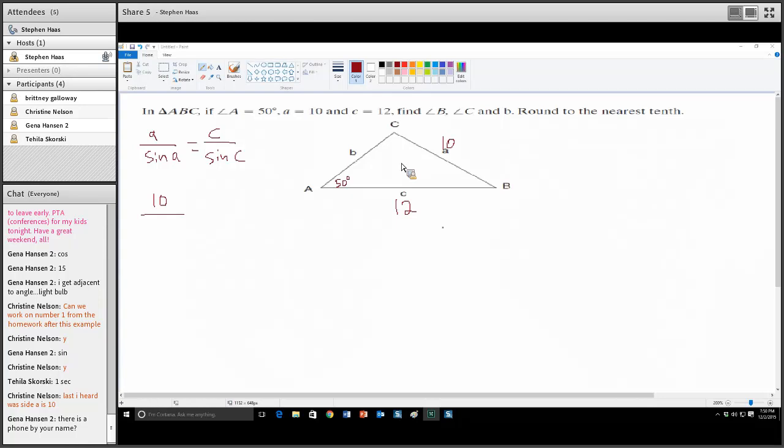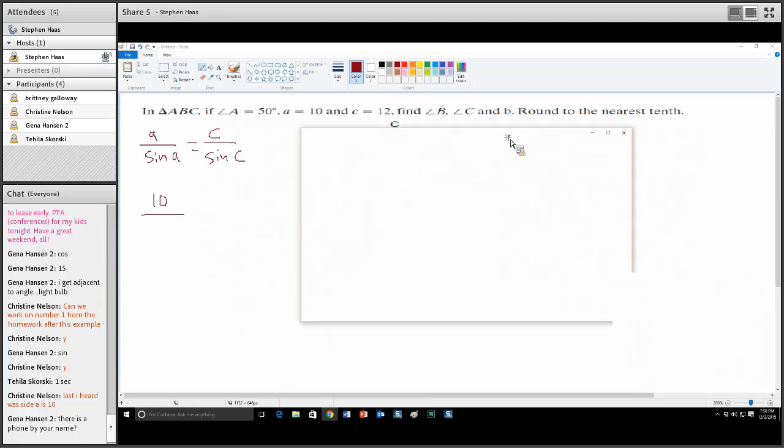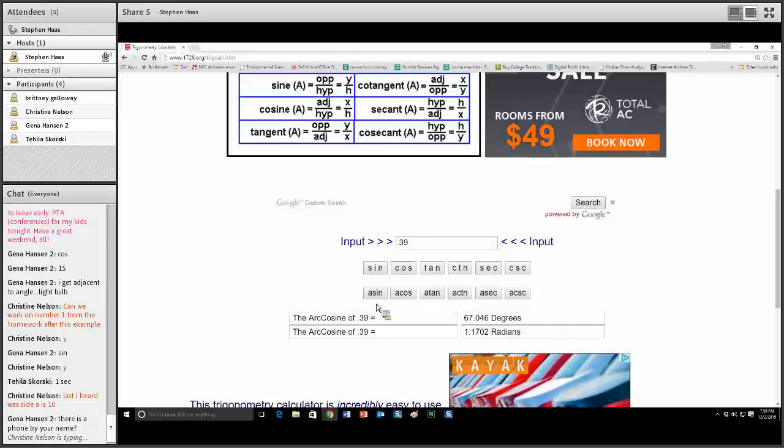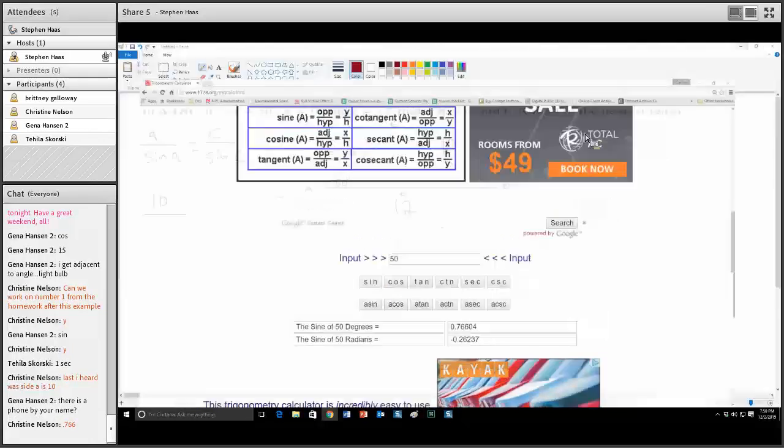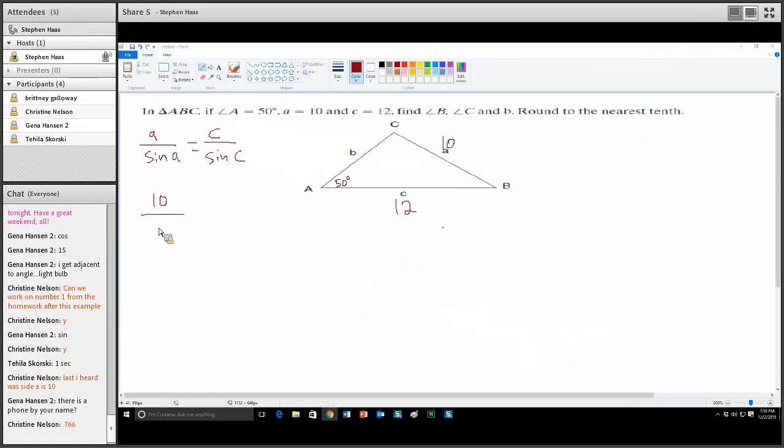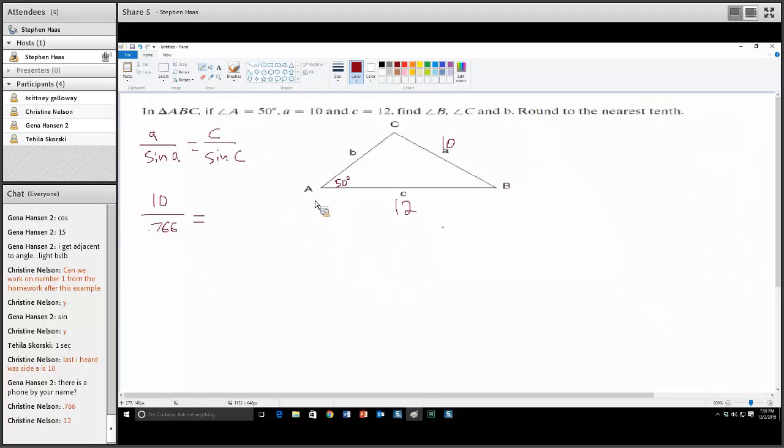Okay, so we have to figure out what's the sine of 50 degrees. Well, let's get this back. The sine of 50 degrees is 0.766. Okay, so we'll put 0.766 over here equals c. What's the side C? Does it tell us what side C is? 12, good. Is to sine C, and we don't know what that is, so we'll call it x.